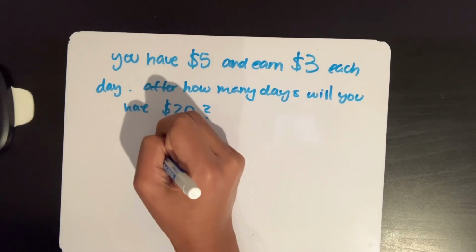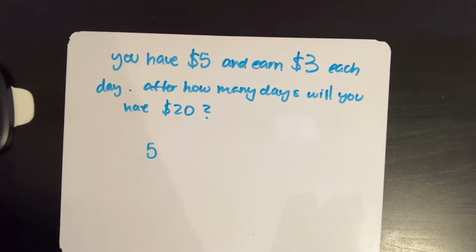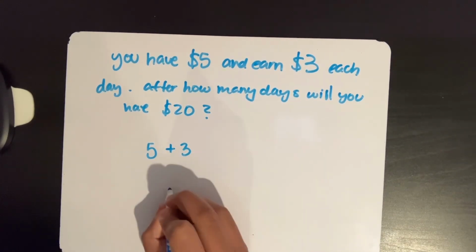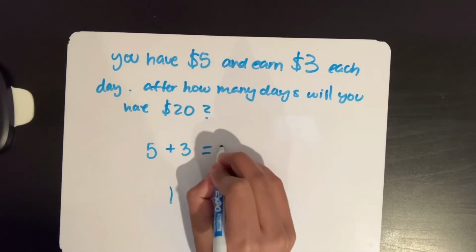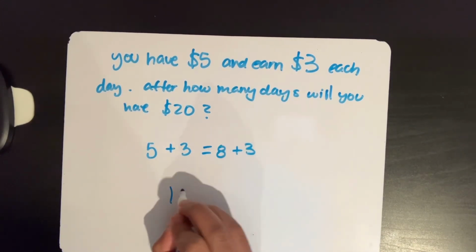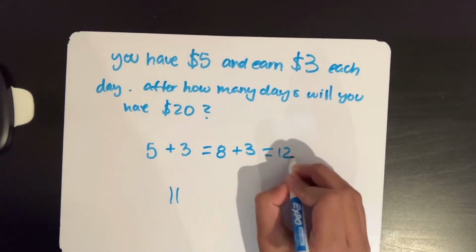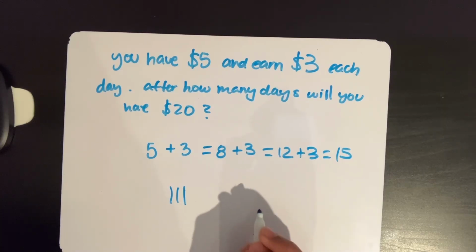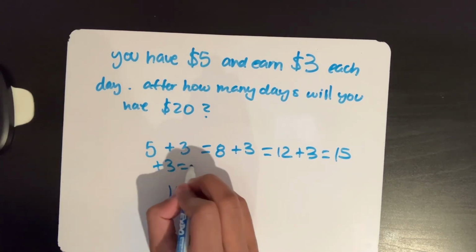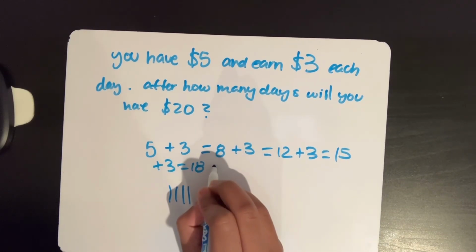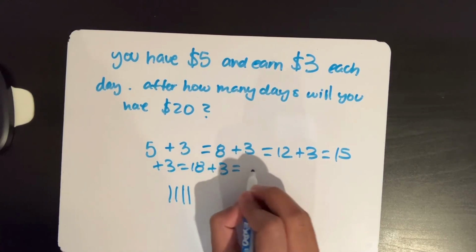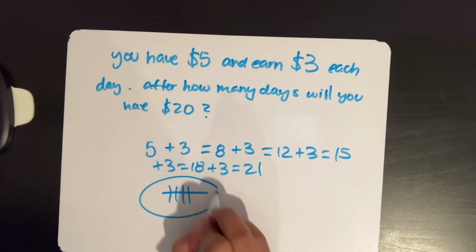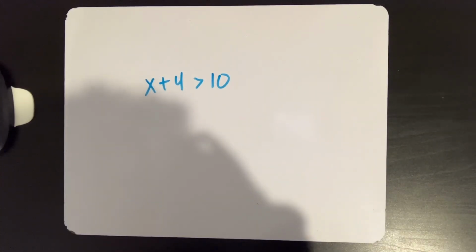So we started off with $5 and we get $3 each day. So add a 3, that's 1 day. That gets you to 8. Add another 3, that's 2 days, which gets you to 11. Add another 3 equals 14, 3 days. Add another 3 gets you to 17, 4 days. And another 3, which gets you to 20, which is 5 days. And we were correct. Now for inequalities.